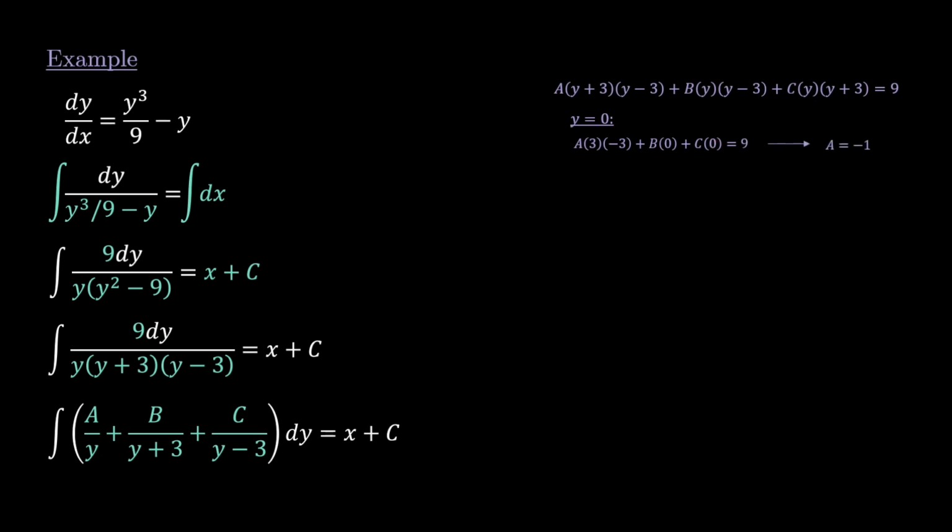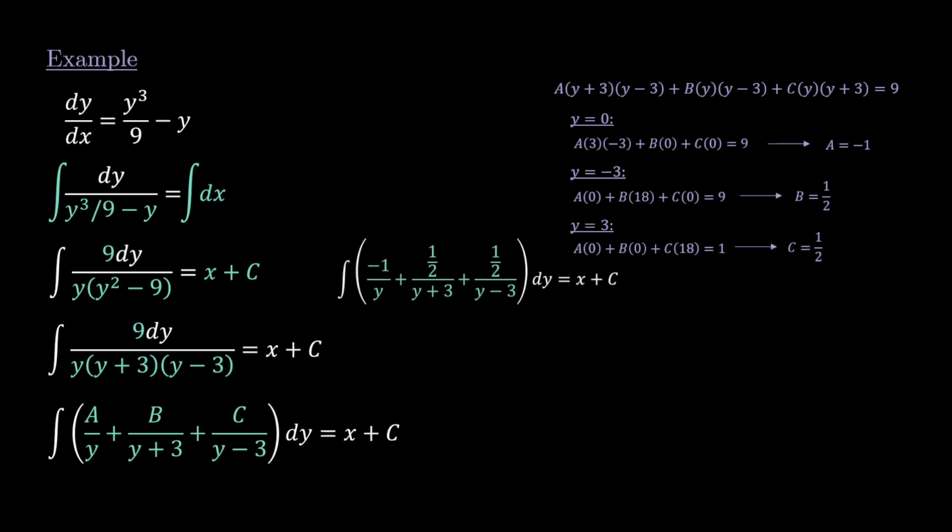Next, we want to get b, so we let y equal negative 3, and we get this. The a and c cancel, so we get b equals 1/2, and lastly, we set y equals 3 to get c, where now the a and b cancel, and we are just left with c, which becomes 1/2. Plugging in for a, b, and c, we get the following.